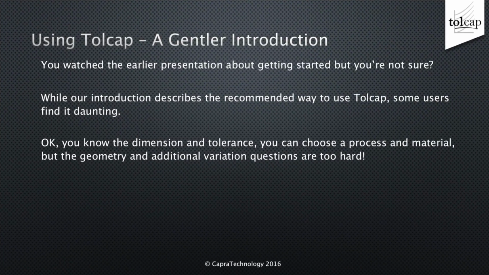You watched the earlier presentation about getting started, but you're not sure you understand it all? While our introduction describes the recommended way to use Tolcap, some users find it daunting. Okay, you know the dimension and tolerance, you can choose a process and material, but the geometry and additional variation questions are too hard. These slides go through a simplified approach. It doesn't have the precision of the full analysis, but it puts some reasonable brackets around the process capability estimate.